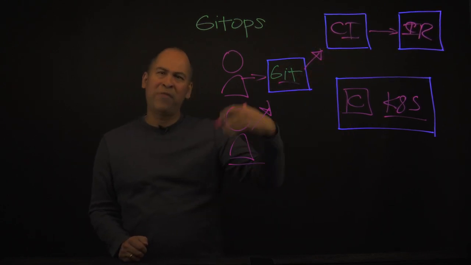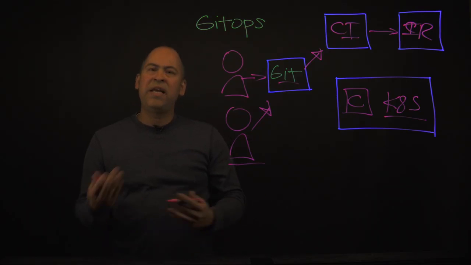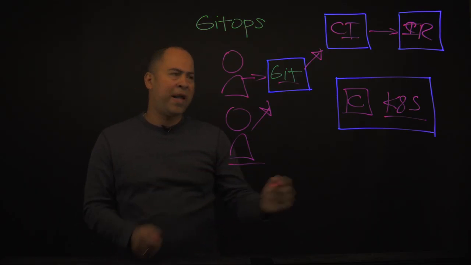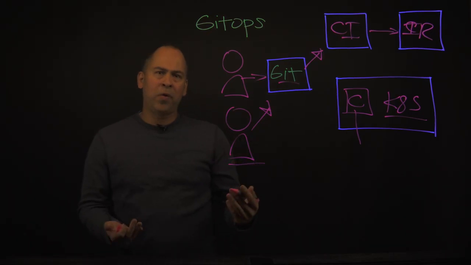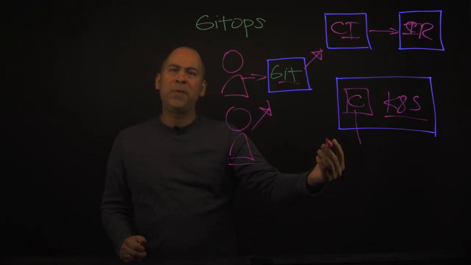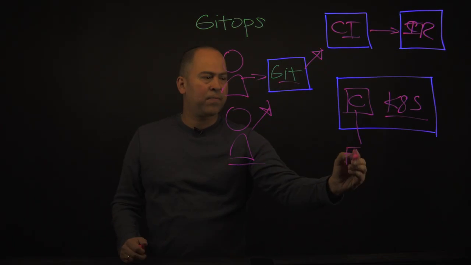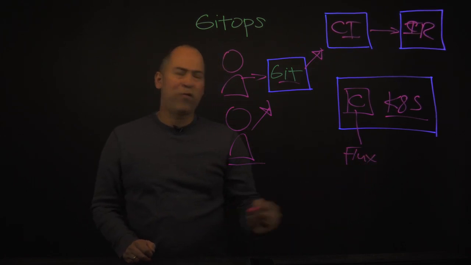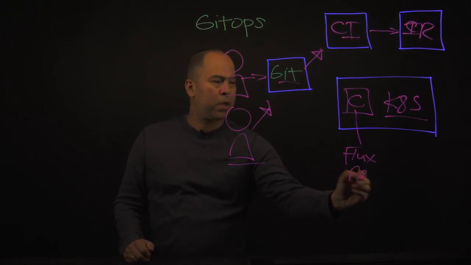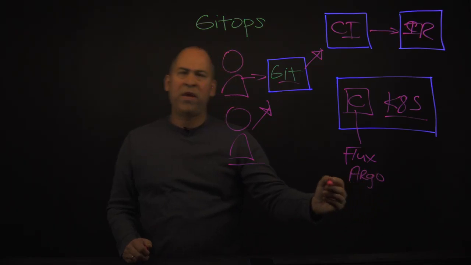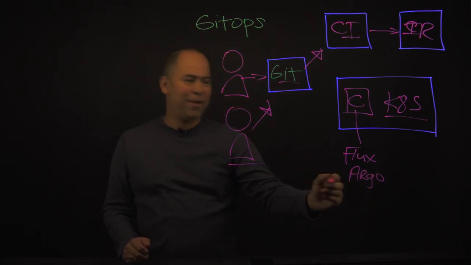And to do that, we're leveraging an agent. This agent is a controller that runs in Kubernetes. You can build this controller, or you could leverage open source tools such as Flux from the team at Weaveworks, or Argo, or even config management from Anthos.